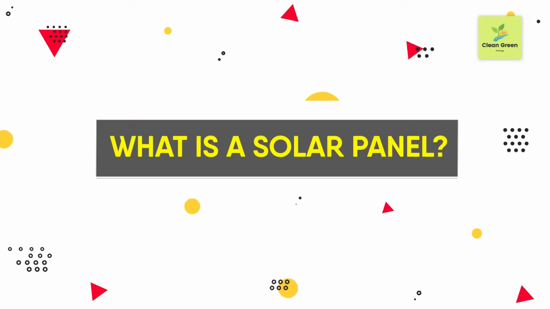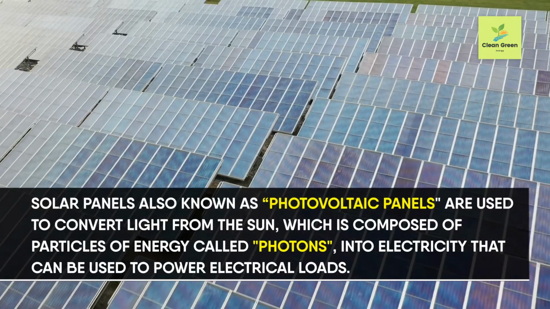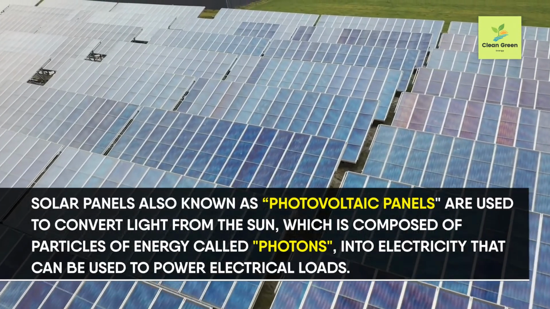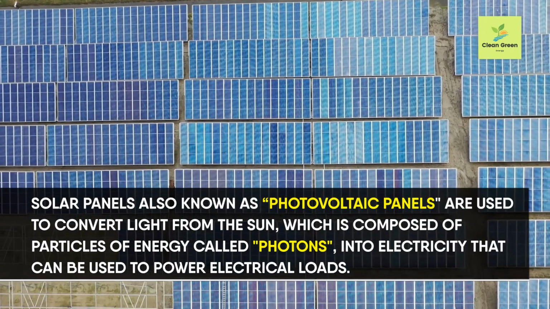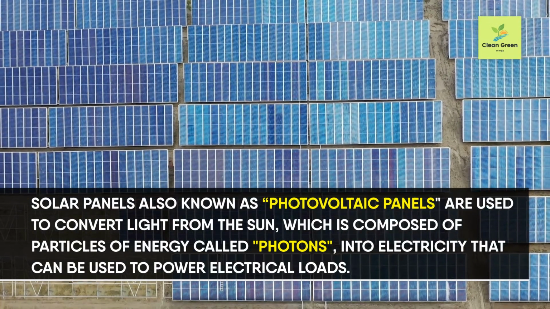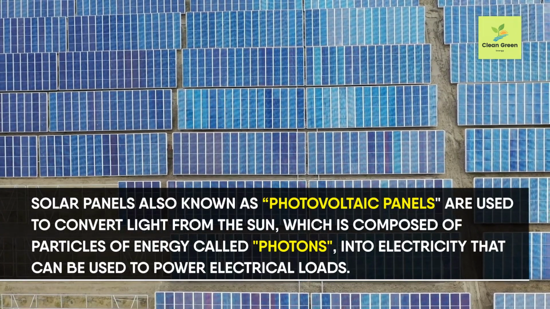What is a solar panel? Solar panels, also known as photovoltaic panels, are used to convert light energy from the sun, which is composed of particles of energy called photons, into electricity that can be used to power electrical loads.